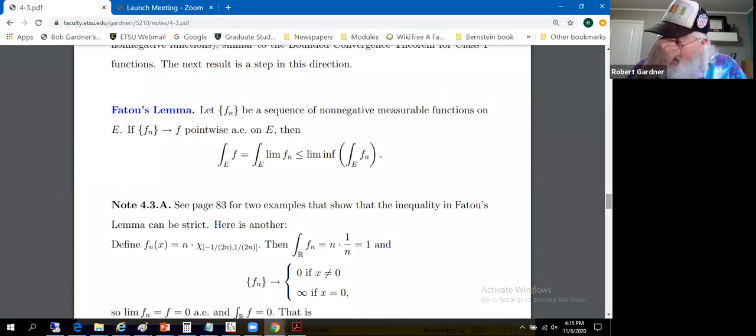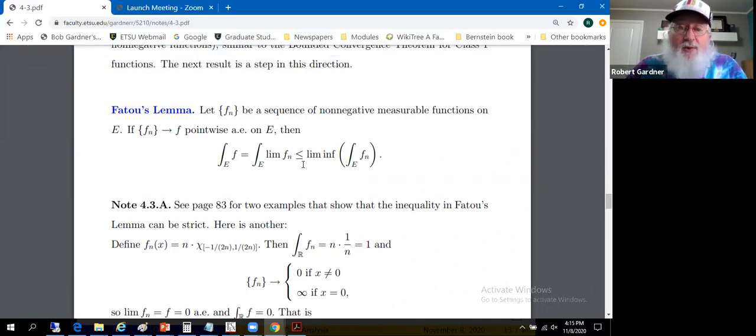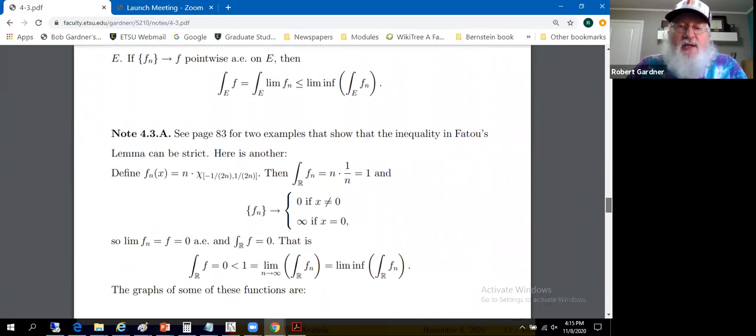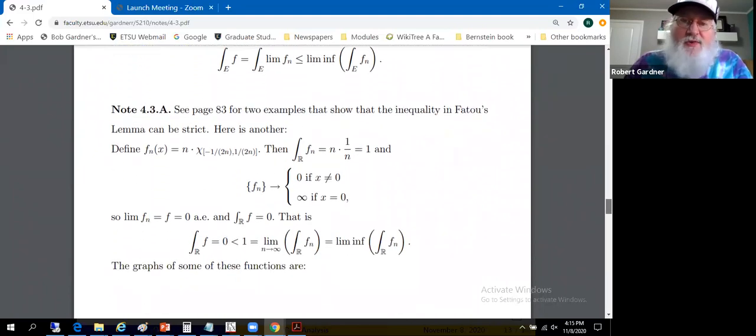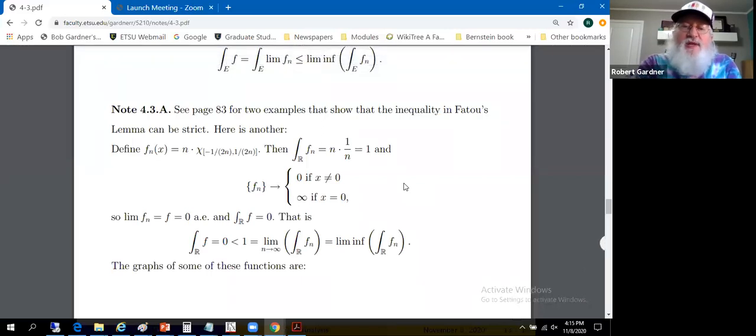Now, a couple of things. Well, when the limit does exist, are you still stuck with the inequality? Could it be a strict inequality? Yeah, I got nothing but bad news if we stick with regular old pointwise convergence. We're going to have to add a little something to that. Page 83 of the book gives two examples that show the inequality in Fatou's lemma can be strict. I like this one, and I've got my reasons, and we'll say why in a sec.